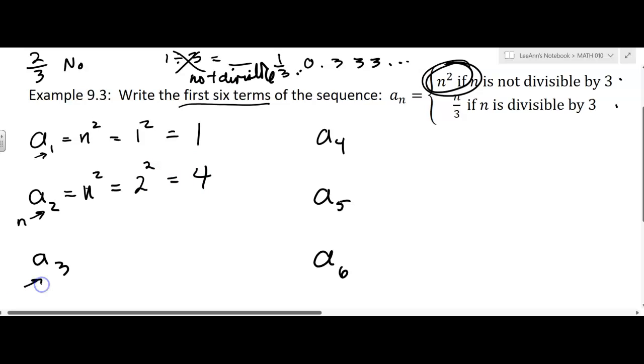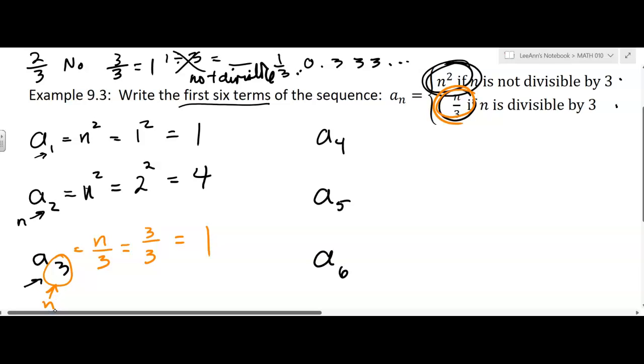Now n is 3. Well, is 3 divisible by 3? Yes, because that equals 1, an integer, so we're okay. So we're going to switch to using, whoops, I forgot to switch colors. We're switching to the orange, n over 3. But what is n? Well, it's 3. So we get 3 over 3, which is 1. You can always find n. It's the subscript of the term you're on.